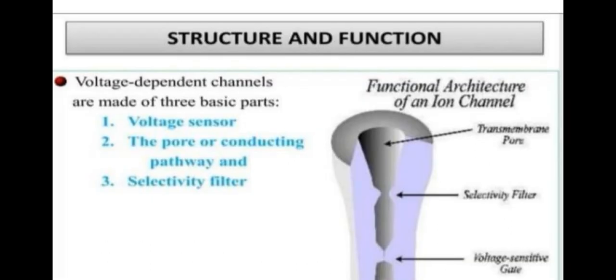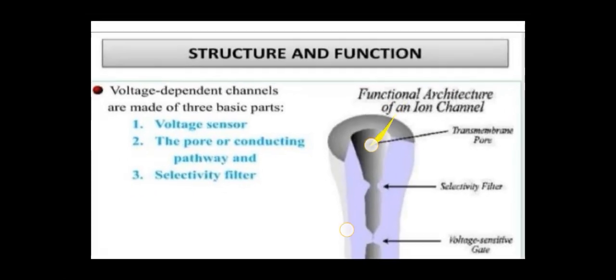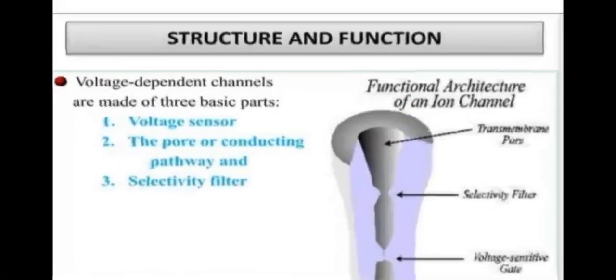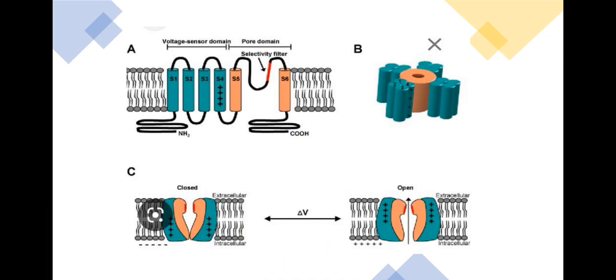Structure and function. Voltage dependent channels are made of three basic parts: the voltage sensor, the conducting pathway, and the selectivity filter. Functional architecture of an ion channel: transmembrane protein, selectivity filter, voltage sensitive gate. Voltage sensing domain, pore domain, selectivity filter is there.